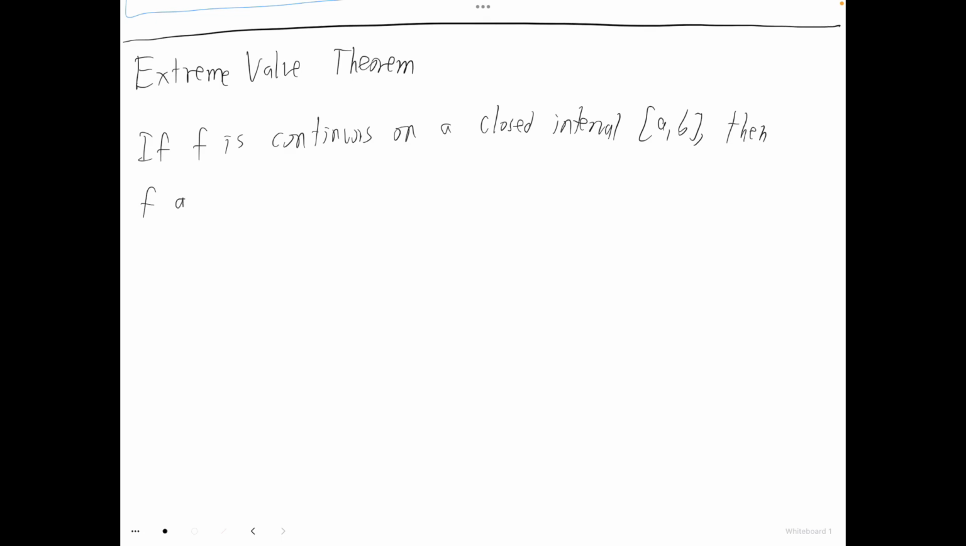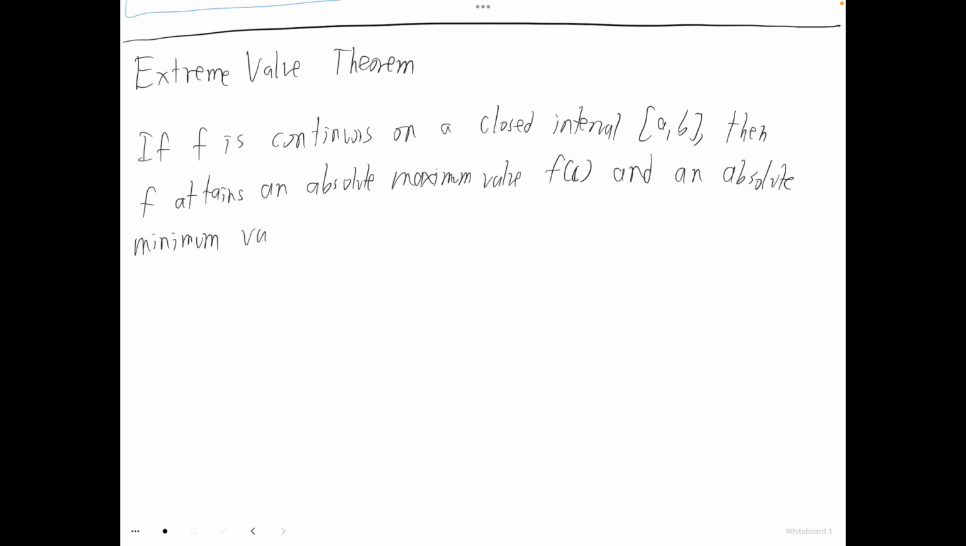then f attains an absolute maximum value f of c and an absolute minimum value f of d at some points c and d in the interval a to b.